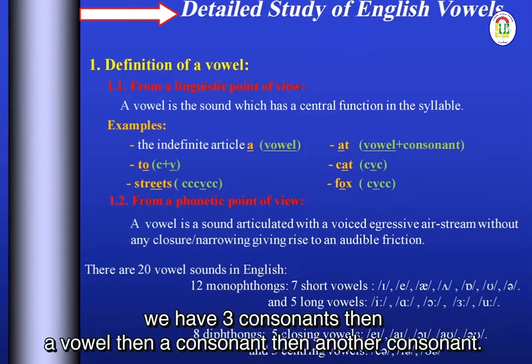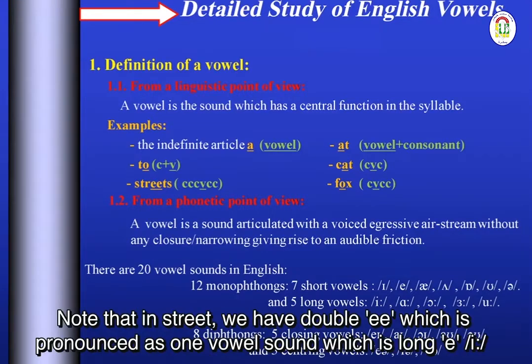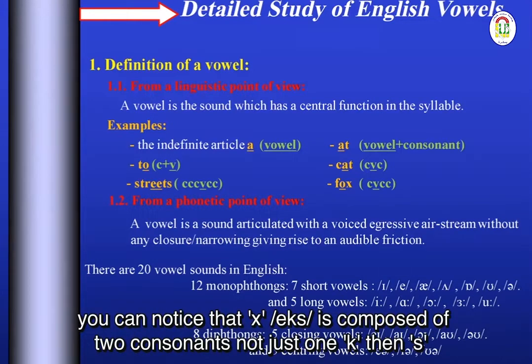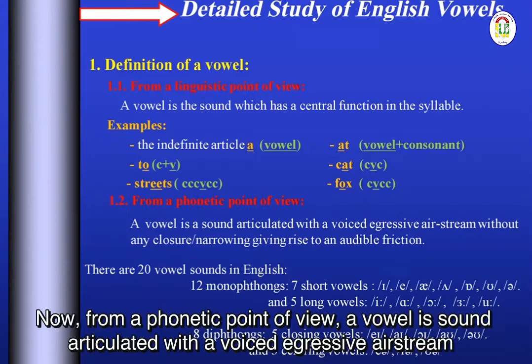In streets, we have a consonant, then a consonant, then a consonant, then a vowel, then a consonant, then another consonant. Notice that in streets, we have double E, which is pronounced as one vowel sound, which is long E. In fox, we have a consonant, then a vowel, then a consonant, then a consonant. You can notice that X is composed of 2 consonants, not just one: K, then S.